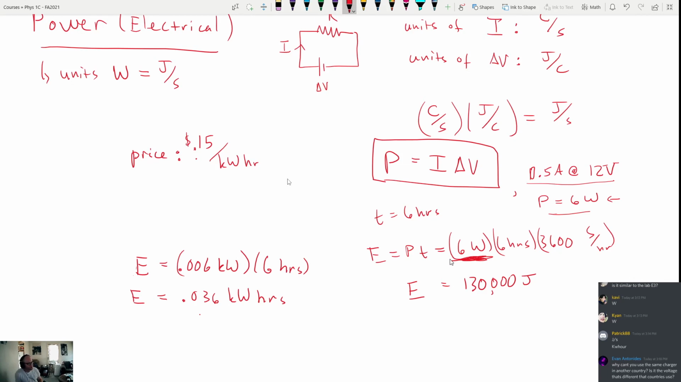Why can't you use the same charger in other countries? Is it the voltages that different countries use? Yeah, other countries have a different amount of voltage coming out of the wall, but you can use a converter, obviously. Yeah, we use 120 volts in America. In other places in the world, they use 220 or 240 volts. So inside of a device that you plug into the wall, it naturally converts from the 120 volts that come out of the wall into something else, like maybe 12 volts, for example.